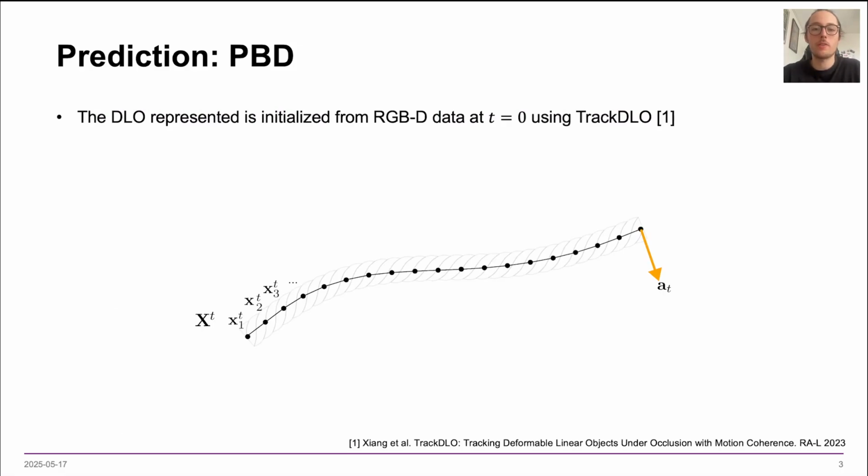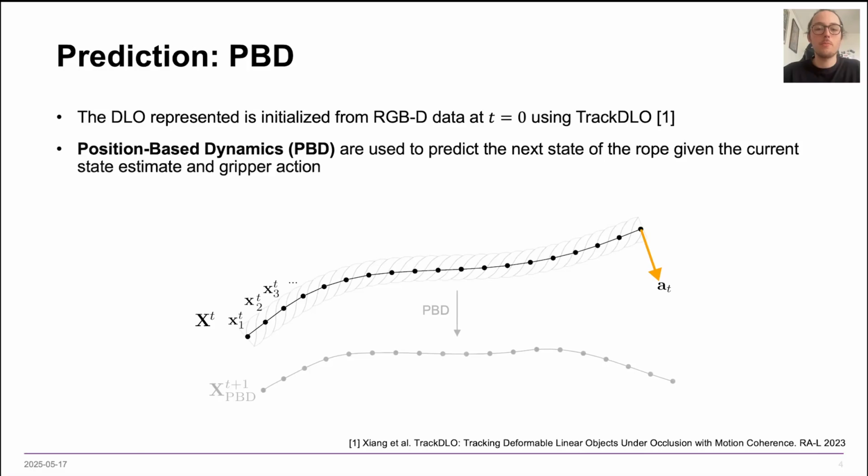We start our method by initializing the DLO as a node chain from an existing method called trackDLO. From the initial state estimate, we use position-based dynamics to propagate the rope forward in time.